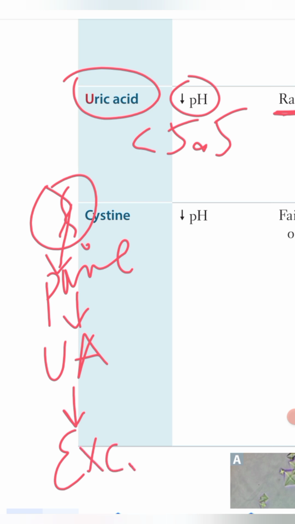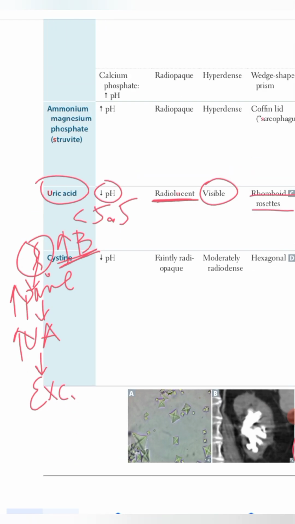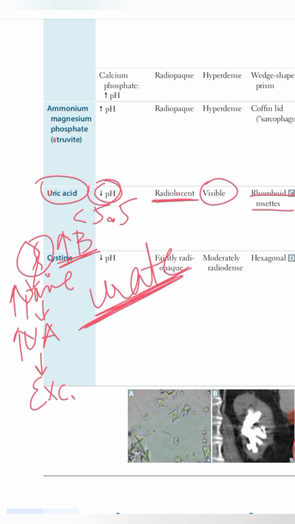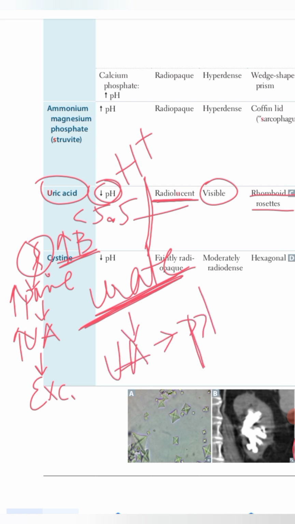When there will be increased cell breakdown, there will be increased purines and increased uric acid synthesis. What happens is that the uric acid forms urate crystals in the presence of acidic pH. When pH will be less, the uric acid will be converted into urate crystals, and acidic pH means there will be increased amount of hydrogen ions. So this urate combines with the hydrogen ion and forms more uric acid, and this uric acid precipitates and it forms the uric acid stones in the urine.